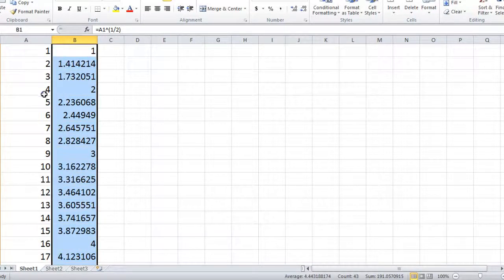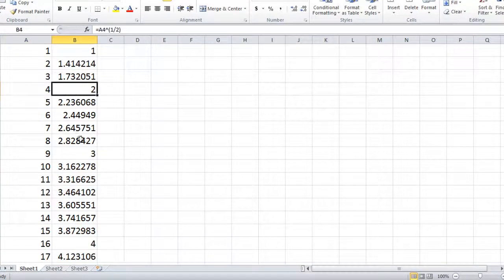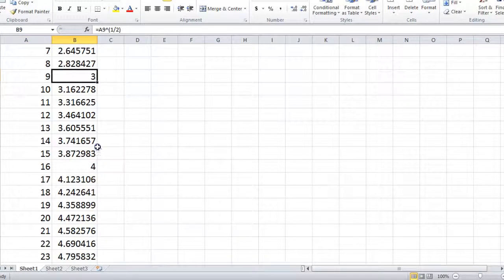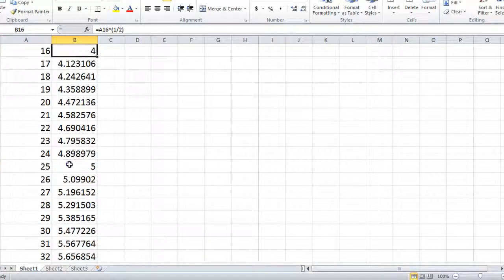Well, 4 to the power of 1/2 is 2. 9 to the power of 1/2 is 3, according to this software. 16 to the power of a half is 4. 25 to the power of a half is 5.